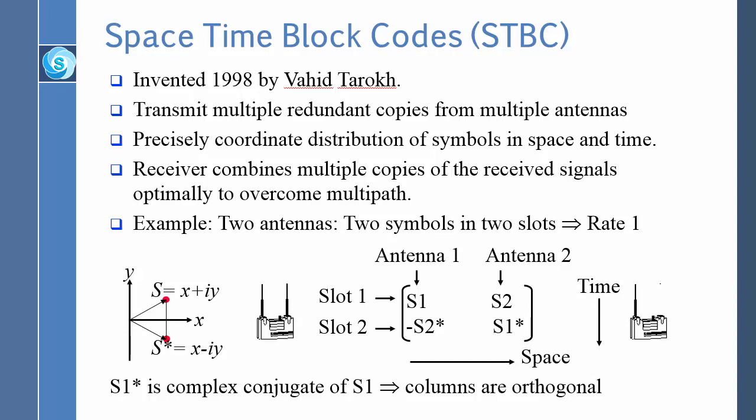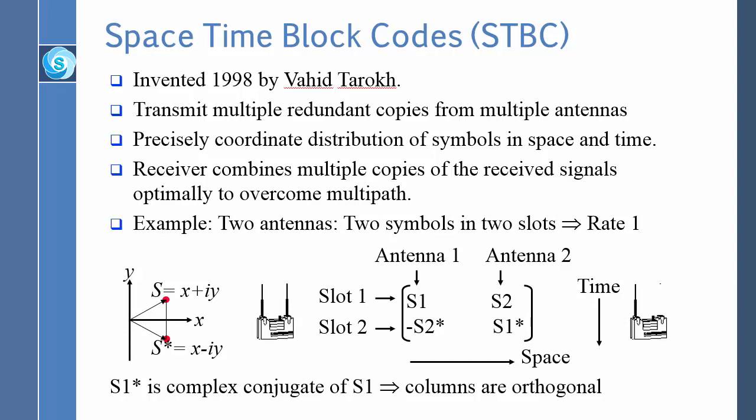Similarly, in the second one, you do S master. Now you see what is the advantage of this. You don't gain anything in the rate. So this is a rate one coding. Rate one coding means you don't gain anything. Sometimes you can gain by this kind of method, particularly when you're doing MIMO with two antennas. So this is rate one, but it reduces the error significantly.